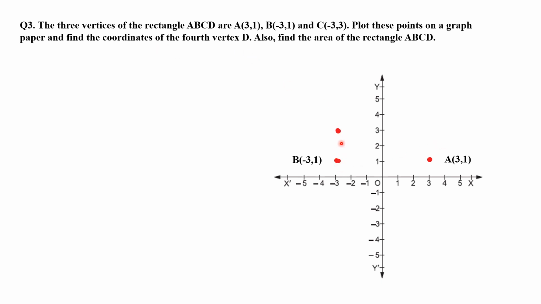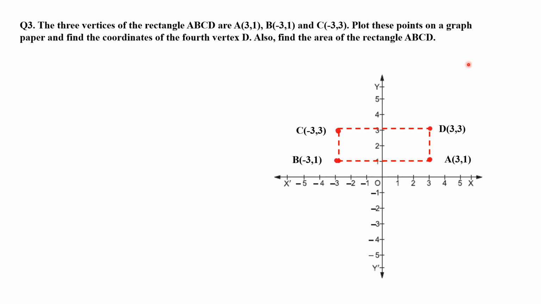Now in a rectangle, we know that the opposite sides are equal. So whatever is the measure of BC, here AD measure will also be the same. Now if you check here, BC measure is 1 to 3, which means 2 units. So from A also you have to take 2 units upward. So A is at 1. If you take 2 units, it will be at 3, isn't it? So D coordinate will be here, which is (3, 3). Now let's join all the points. So AB, BC, CD and DA, when you join, you will get a rectangle.